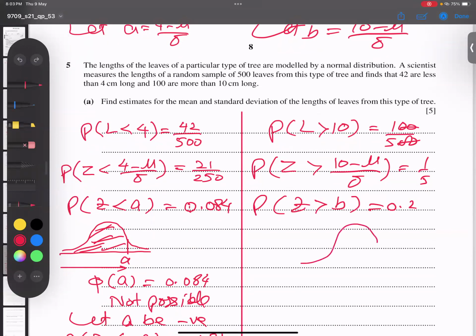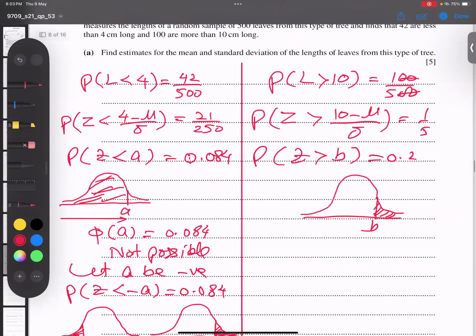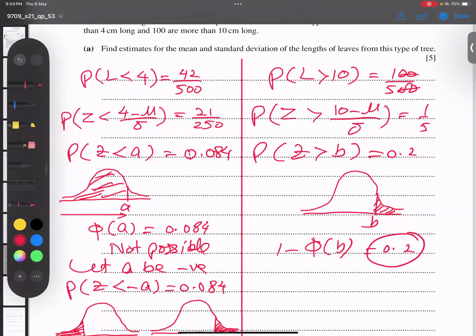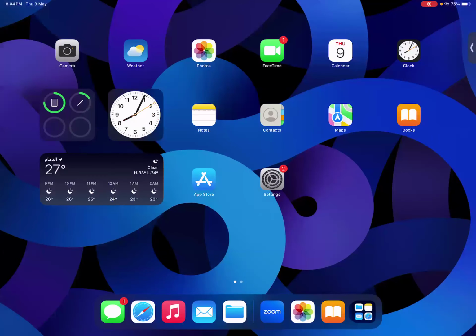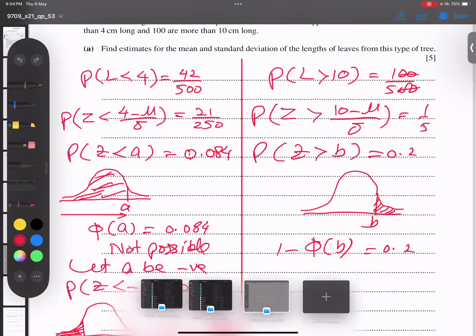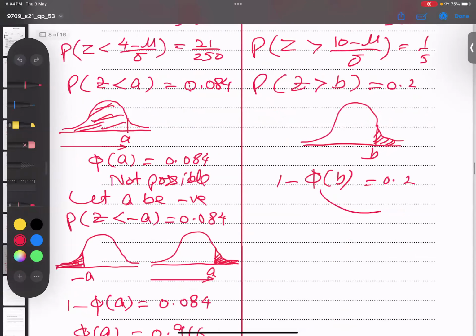Let's see. If I take B positive, and bigger means this portion. And what is the white portion? This is called phi of B. Phi of B will give you the white portion, but I need the reddish part. So 1 minus that equal to 0.2. Currently, this number was not in the table. Look, I show once again, it's not in the table, least value 0.5. But now after taking this one, it is coming in range. So phi of B is equal to 0.8.